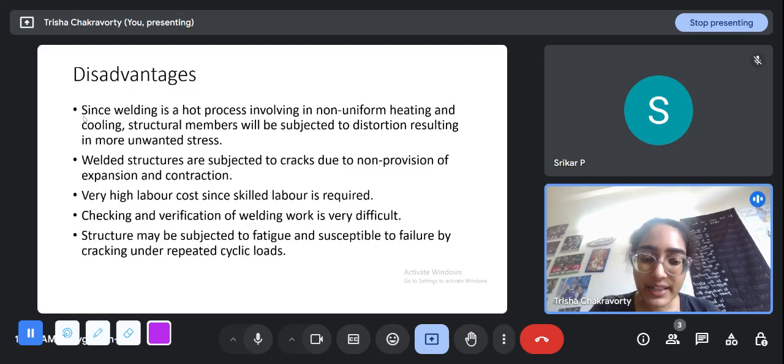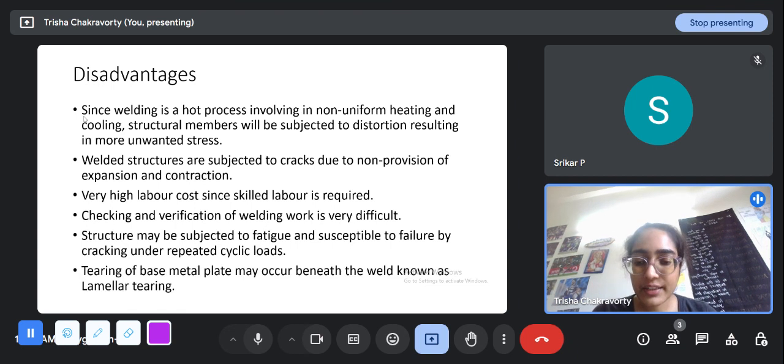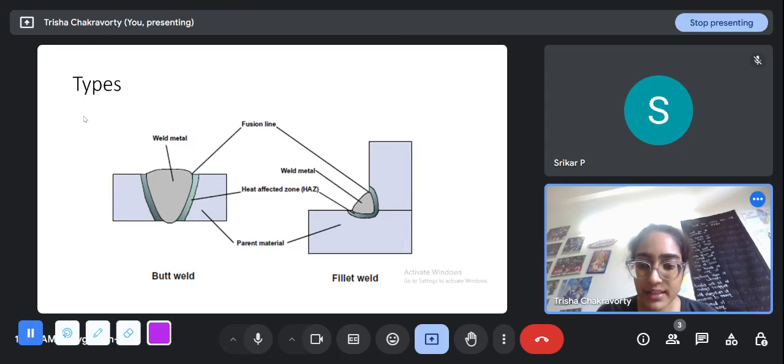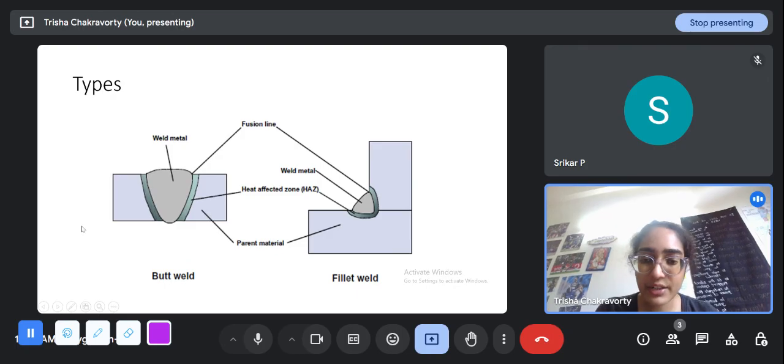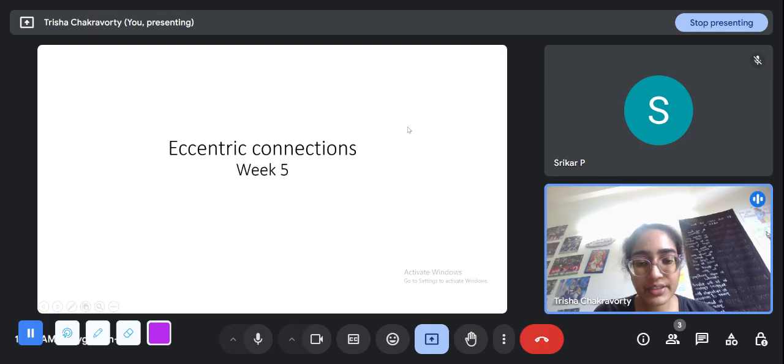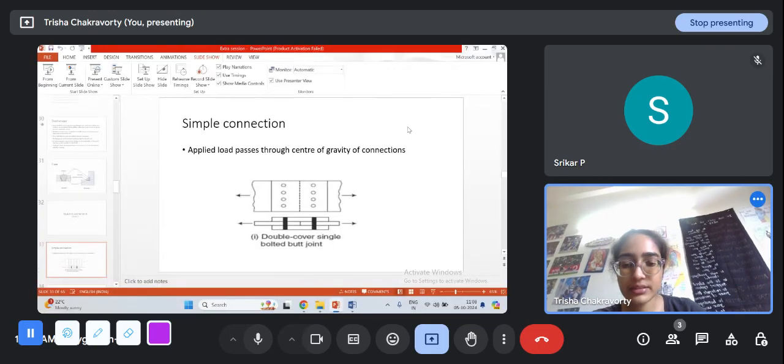Structure may be subjected to fatigue and susceptible to failure by cracking under repeated cyclic loads. Tearing of base plate metal may occur beneath the weld, known as laminar tearing. So there are butt weld and fillet weld. In butt weld, the two plates are joined end to end, and in fillet weld, they are joined in a perpendicular manner. Eccentric connections in week 5.